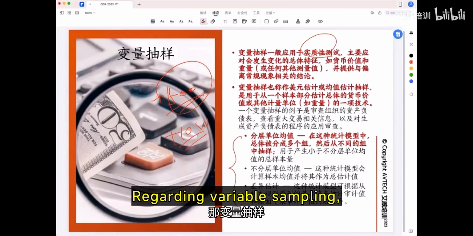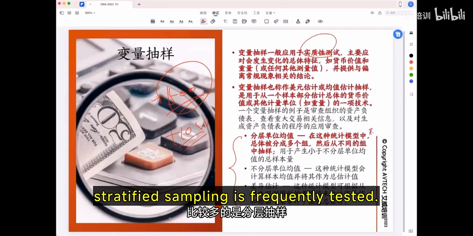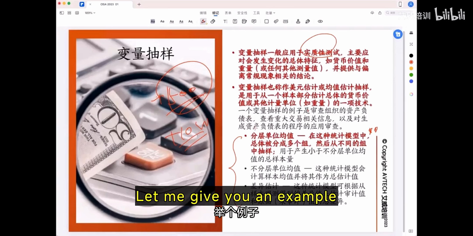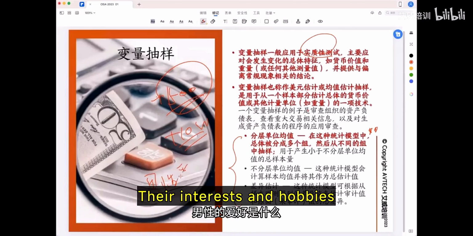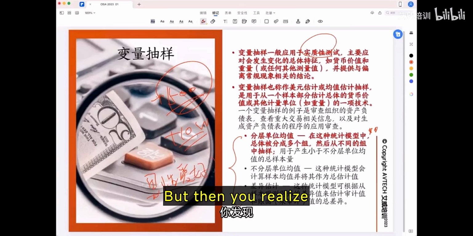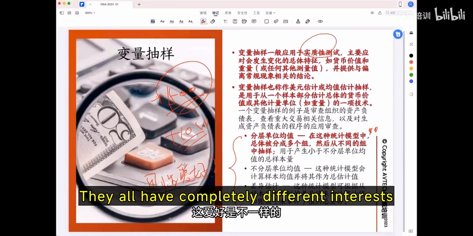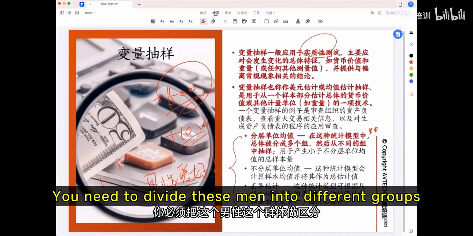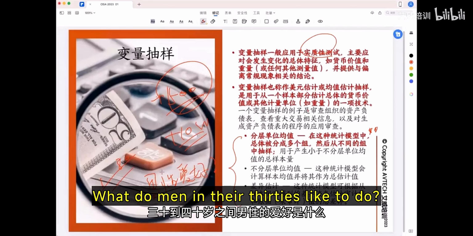Regarding variable sampling, there are 3 key concepts to understand. When it comes to examination topics, stratified sampling is frequently tested. Let's define stratified sampling. Let me give you an example. Let's say you're doing a survey. What's the survey about? You want to know what men like to do, their interests and hobbies. But then you realize, from infants to elderly men in their 80s, they all have completely different interests. Sure. You need to divide these men into different groups. Makes sense, right? Like, what do men in their 30s like to do?